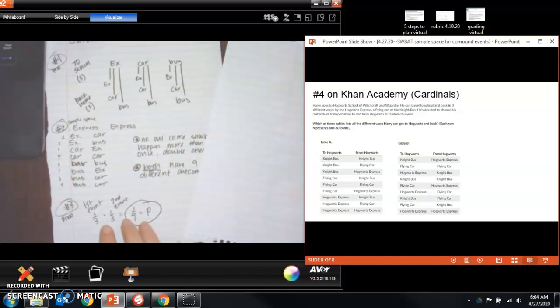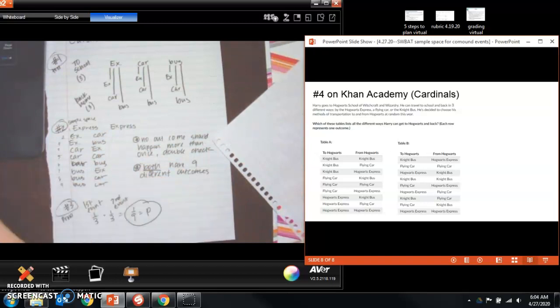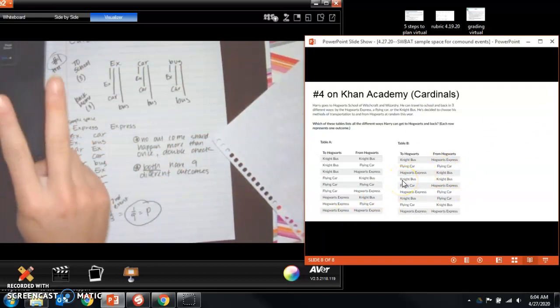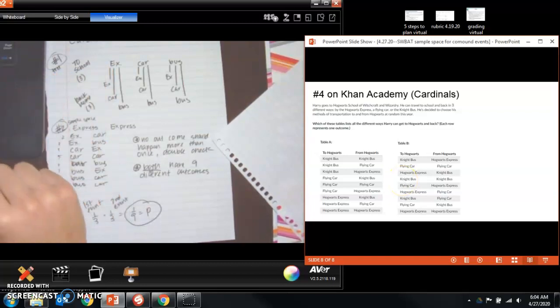Now, looking at these tables, both of these tables are correct. Both of these tables in the answer choices are correct because no 2 outcomes in the sample space are the same. So each of these shows 9 different sample space outcomes. Both of them are correct.